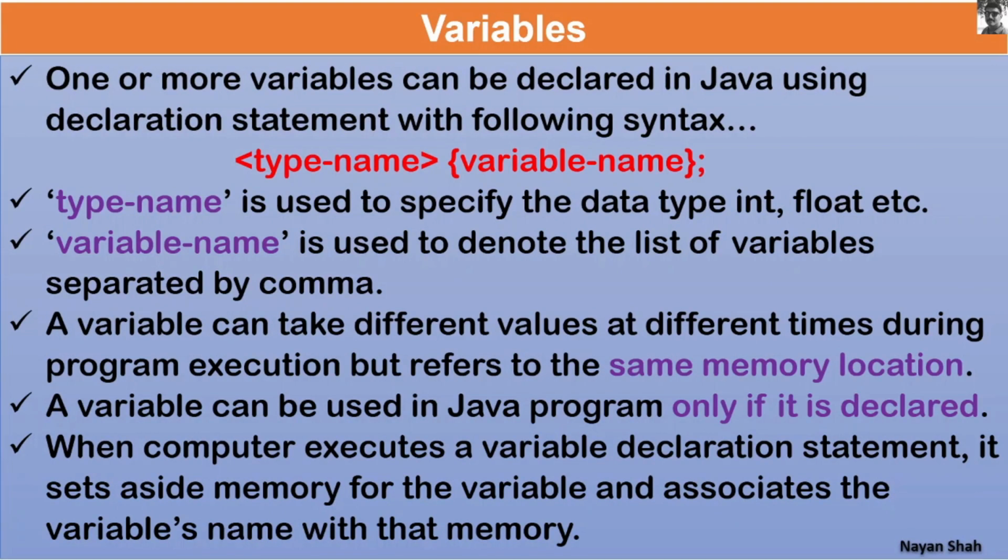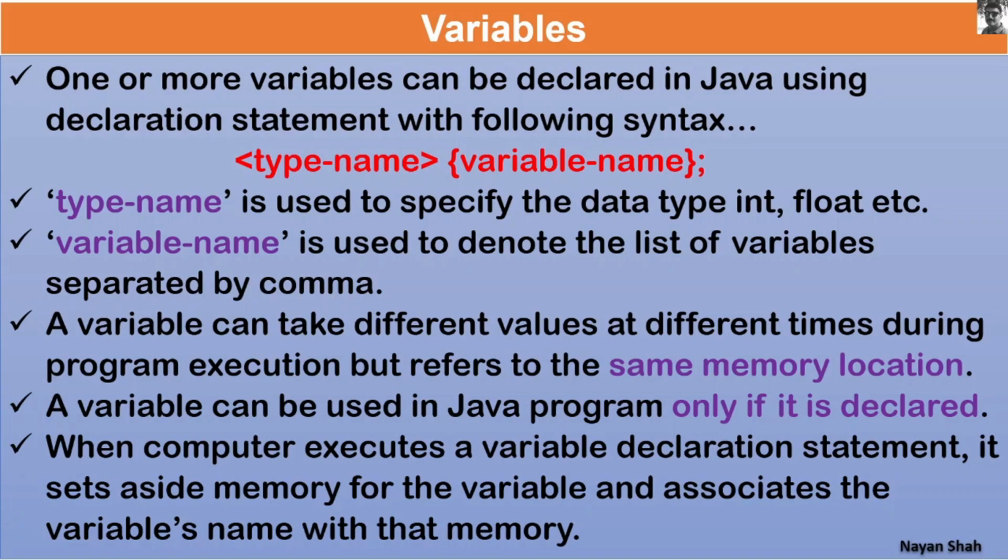A variable can be used in a Java program only if it is declared. So if you declare that variable using the declaration syntax, then only you can use it in your program. If you have not declared a variable, you cannot use it directly. So before using a variable in a Java program, you must declare that variable.